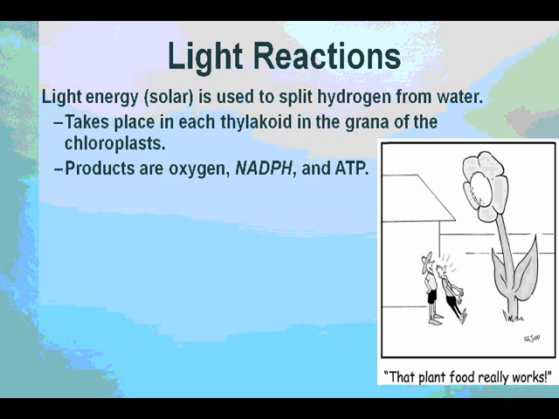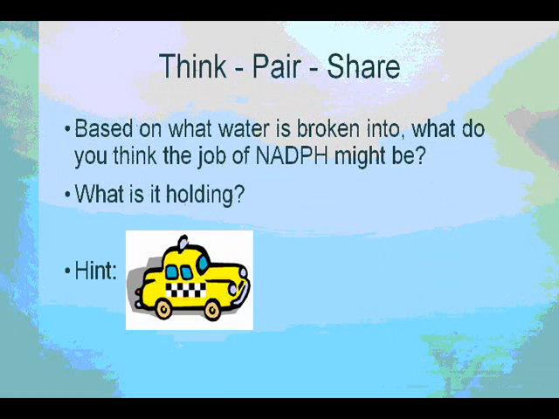The products of the light reactions are oxygen, NADPH, and ATP. We'll get to what those mean in just a moment. NADPH is like a taxi. What do you think the NADPH might be carrying to the next stage? Think about this before we move on.